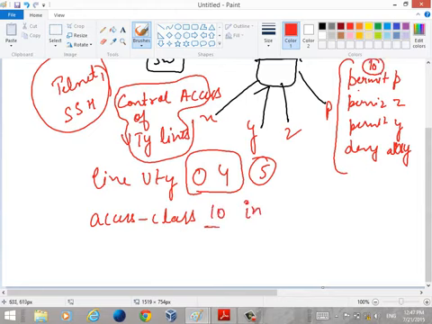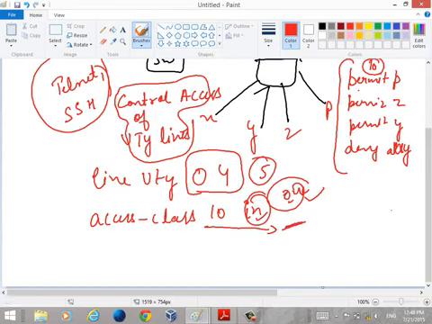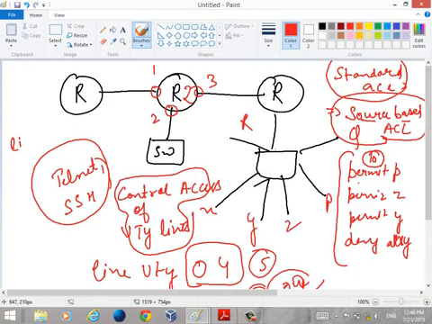Direction will be in. As far as I remember, I discussed this in class, because someone asked me, sir, what do in and out mean here? In means how many users can telnet this particular router. Now when you have telnet, how many users can go out from here? Go out from here. This thing is clear?